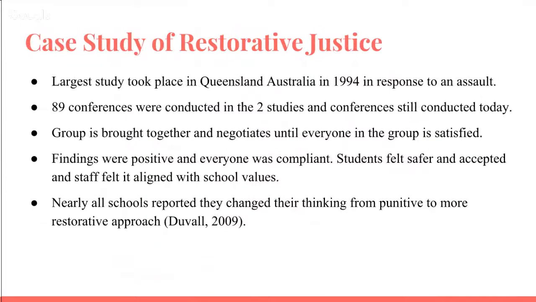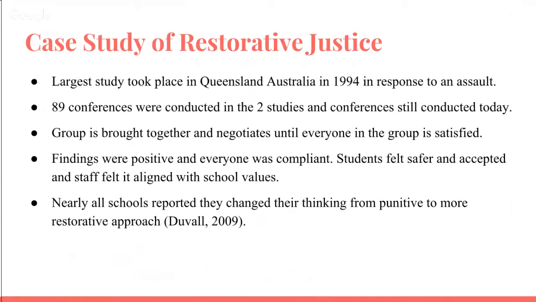The largest study of restorative practices in school took place in Queensland, Australia. Queensland was the site of the first documented School Restorative Justice Conference, which took place in 1994 in response to a serious assault at a high school. The Queensland schools continued to conference future disciplinary violations. The majority of these conferences dealt with assaults and serious victimization. 89 conferences were conducted during the course of 2 studies, and conferencing continues today.